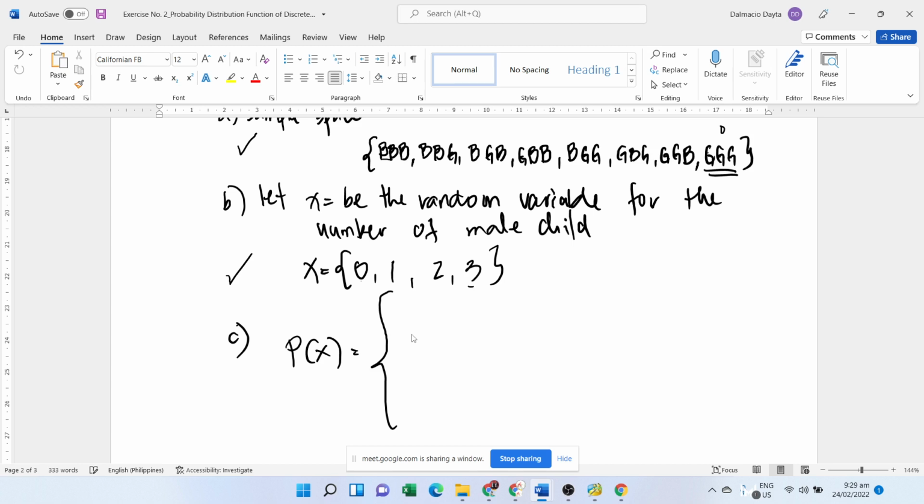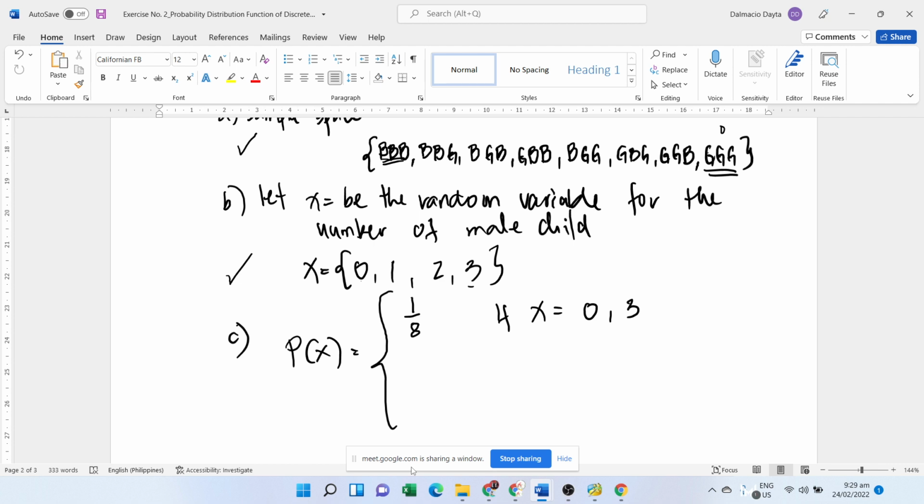Kapag 3, B, B, B. Pareho lang silang isa. Pareho sila ng probability na 1 over 8 if X equals 0 or 3. Kaya pwede nang isulat ng isa na lang yan.